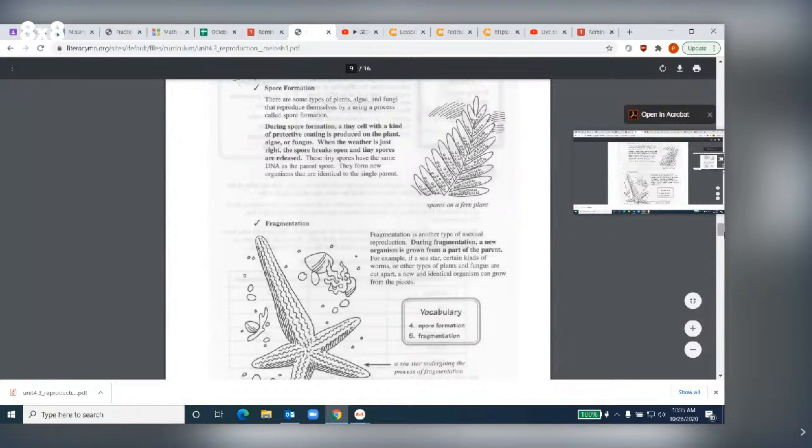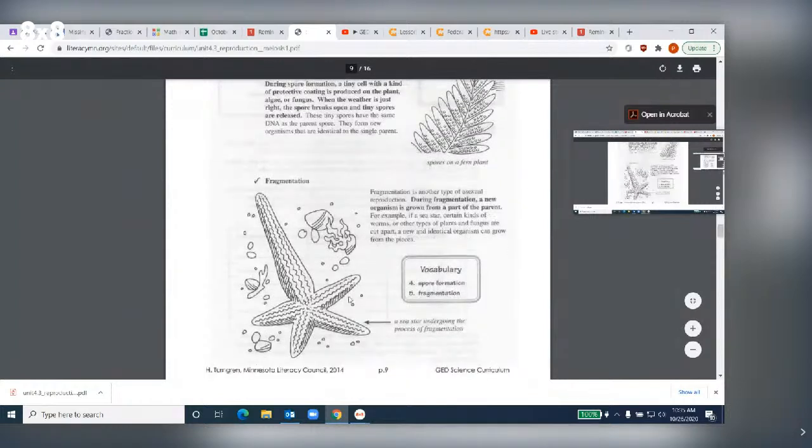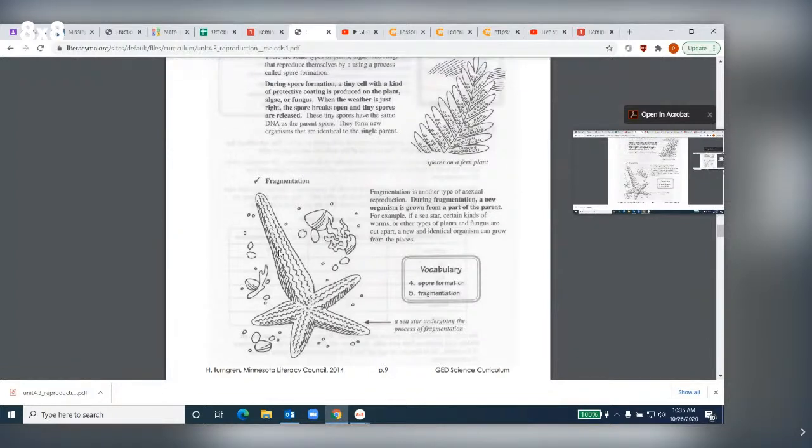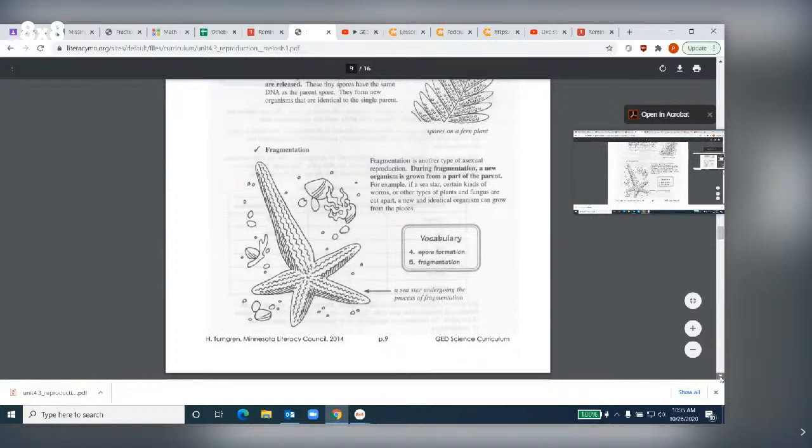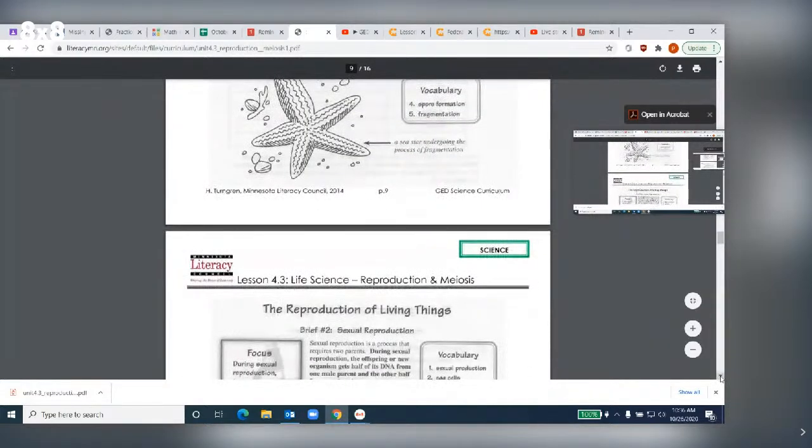And you can kind of see that down here. So something could break off from this sea star, and then it forms the exact same thing as the parent. And this is just an example of a sea star doing it. And those are all asexual. That only needs one parent.